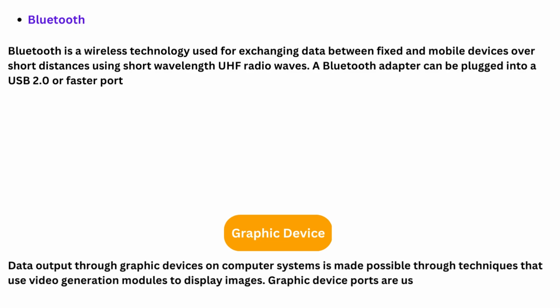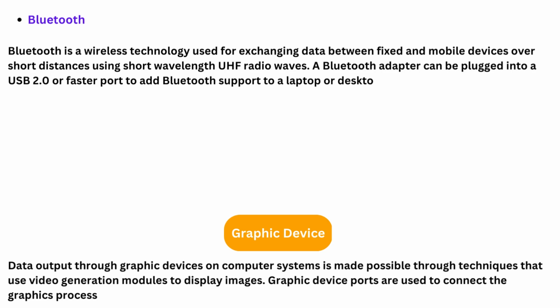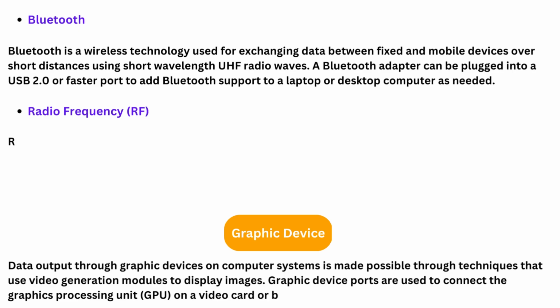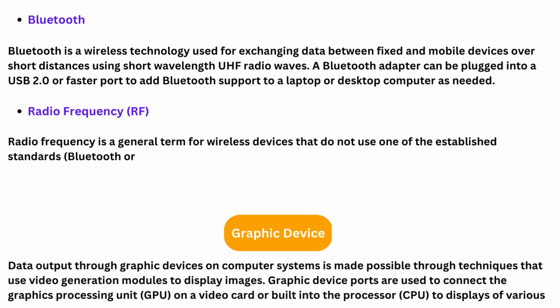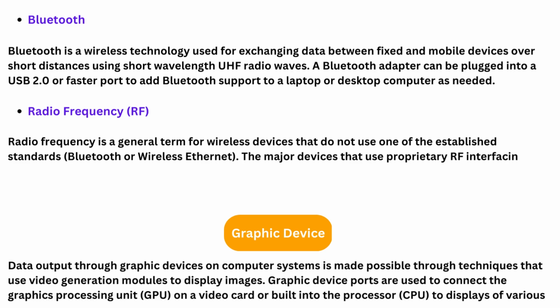Radio frequency, RF. Radio frequency is a general term for wireless devices that do not use one of the established standards, Bluetooth or wireless Ethernet. The major devices that use proprietary RF interfacing are mice and keyboards that do not support Bluetooth. Most of these devices use dedicated transceivers that plug into a USB 2.0 or faster port. If a wireless mouse and keyboard are bundled together, a single transceiver, combo of transmitter and receiver, is provided for both devices.